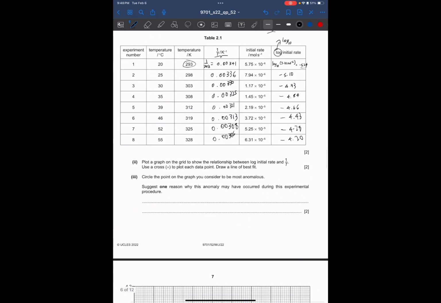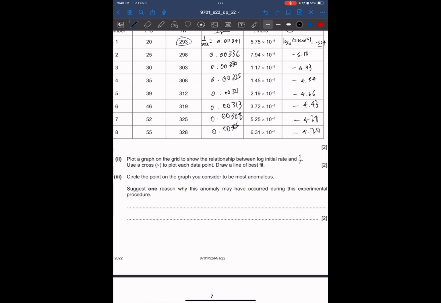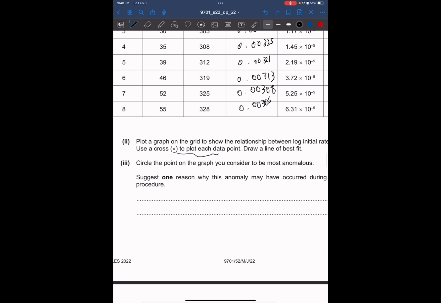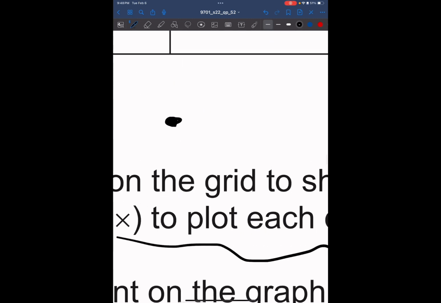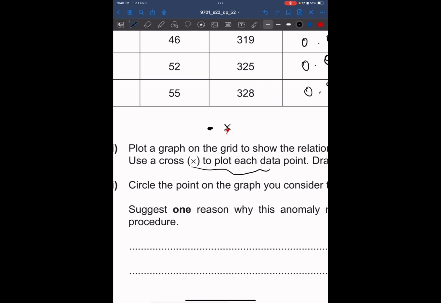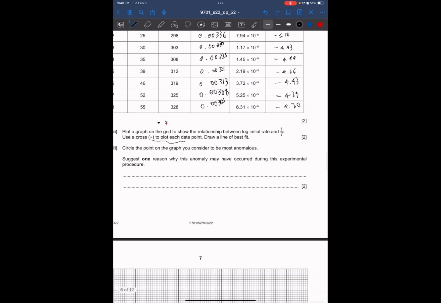All right, so now we're going to have to plot the graph. Use a cross to plot each point. The reason you use a cross is because it's way more accurate than doing a dot. Because some people, when they make the dot, it's super thick and it's unclear. But with an X, you can see the exact point where it lands. So yeah, we're just going to plot that out.